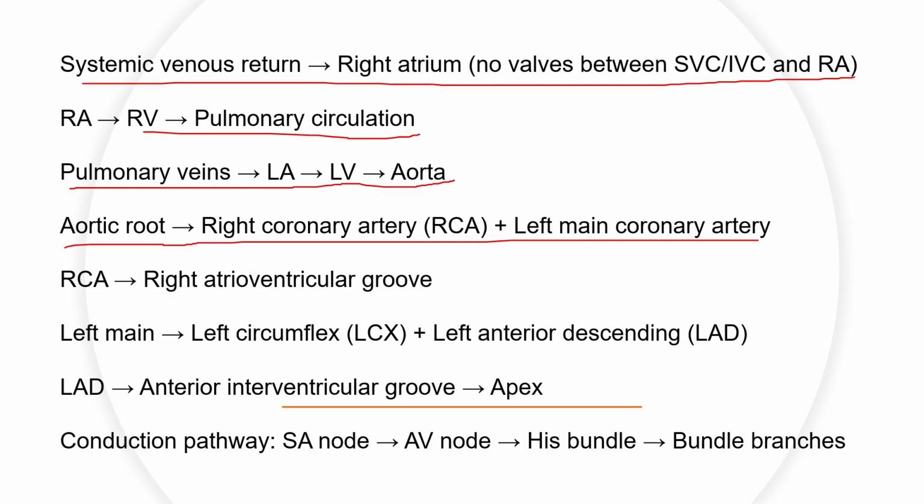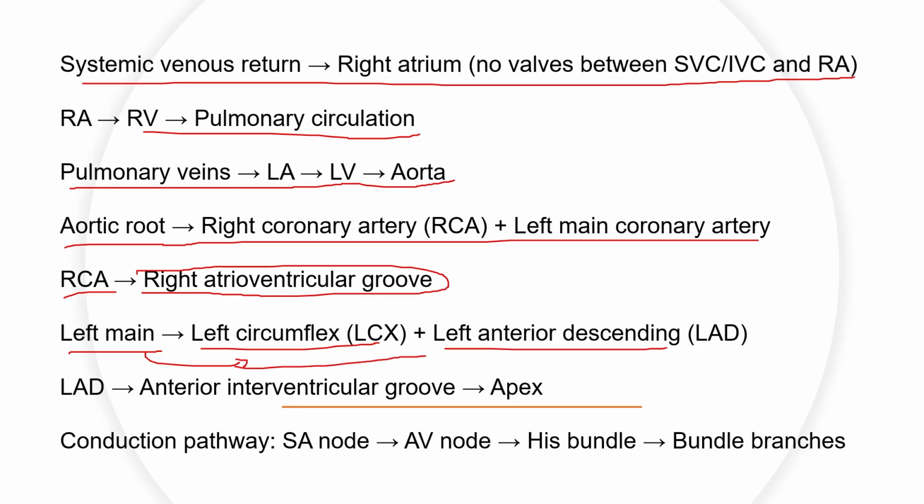The right coronary artery travels in the right atrioventricular groove. The left main divides into the left circumflex and the left anterior descending artery. The LAD descends along the anterior interventricular groove toward the apex. The conduction system begins in the right atrium at the sinoatrial node, passes through the atrioventricular node, then through the His bundle and bundle branches within the interventricular septum. This architecture integrates structure, blood supply, and electrical activation into one coordinated system.